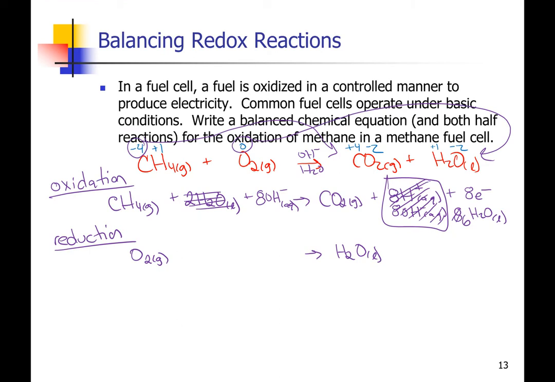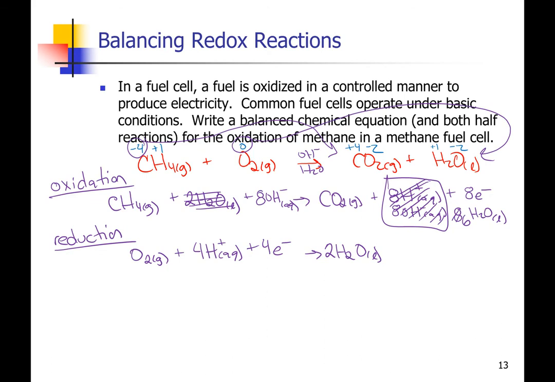For my reduction half reaction, balance everything except oxygen and hydrogen. Pretty straightforward. There's nothing except oxygen and hydrogen. Balance my oxygen atoms by adding water, so I need a second water on the product side of the reaction. Balance my hydrogen atoms by adding solvated protons. So I'm going to be adding 4 H+ to the reactant side, and I'm therefore going to have to add 4 electrons to neutralize the charge.